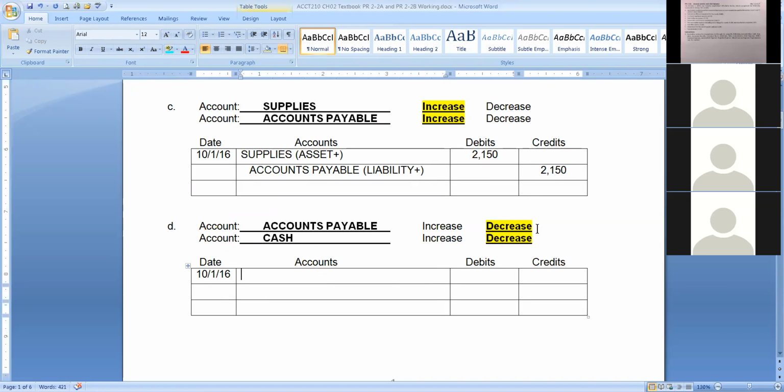Okay. So accounts payable. So liability's going down. We don't owe them as much anymore. $1,100. And we pay them with cash.